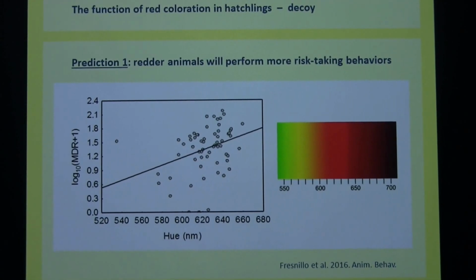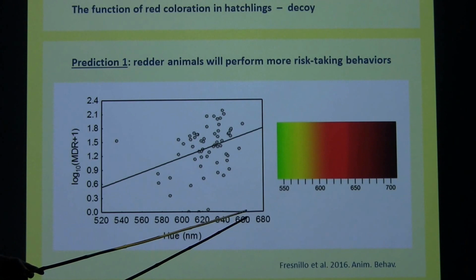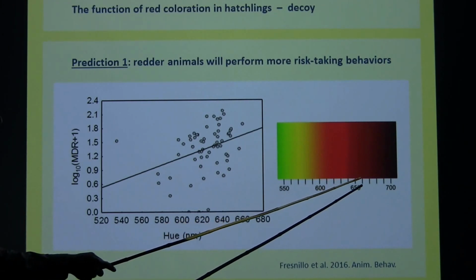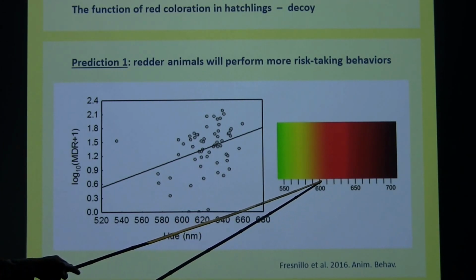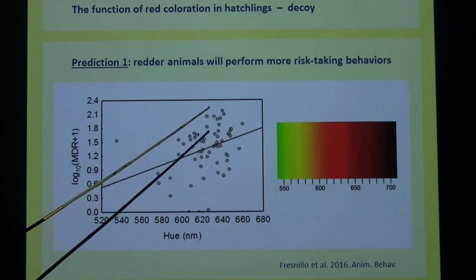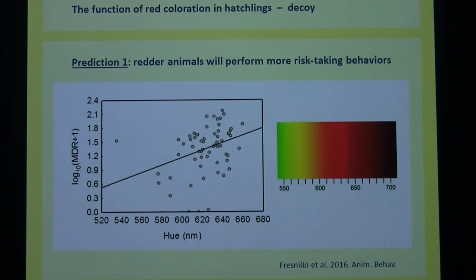And regarding the relationship between mean distance to refuge and hue, we found that individuals with higher hue value, that means individuals that were redder, less orange, stayed farther from refuge for longer periods of time. That means that redder individuals were behaving more riskily, a result that is consistent with the anti-predator function of the red coloration.